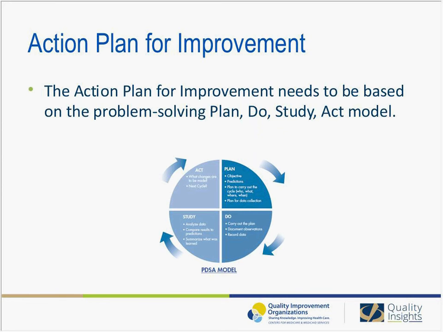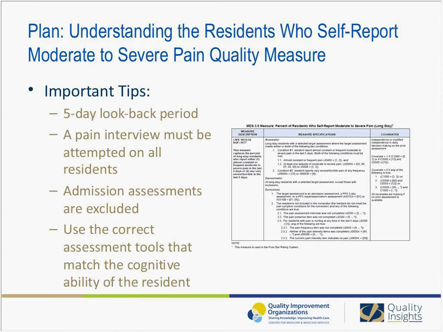Now that we have set our goals, we're going to move on to that action plan for improvement. And remember, it needs to be based on that tried and true problem-solving model of plan, do, study, act. So let's plan. First we need to understand the quality measure by which we are demonstrating our improvement. How do we get that CASPER number? Where does it come from? How does this eventually turn into the public reported measure of 5-star?